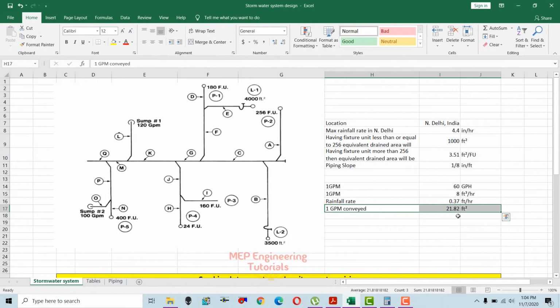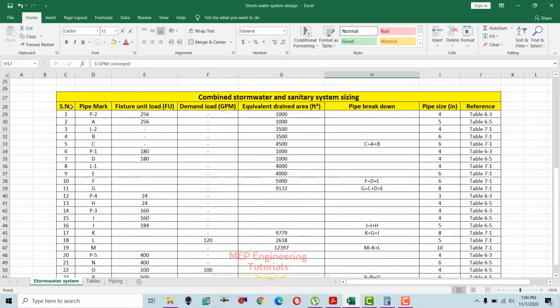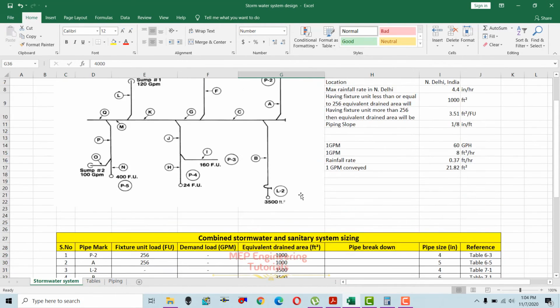Now what does 21.82 square feet mean? That means 21.82 square feet of horizontal area is equivalent to 1 GPM that must be conveyed from the surface. Or in other words, 1 GPM is collected on 21.82 square feet of horizontal surface if you have a rainfall rate of 4.4 inches per hour. So now we'll go towards the pipe sizing of this combined stormwater and sanitary system.